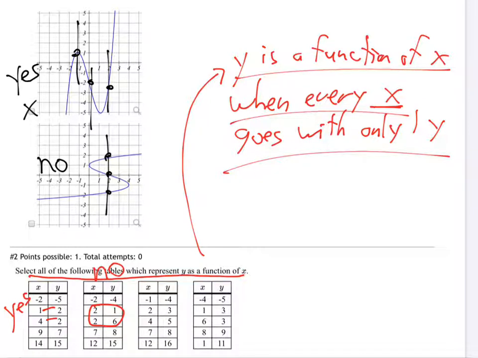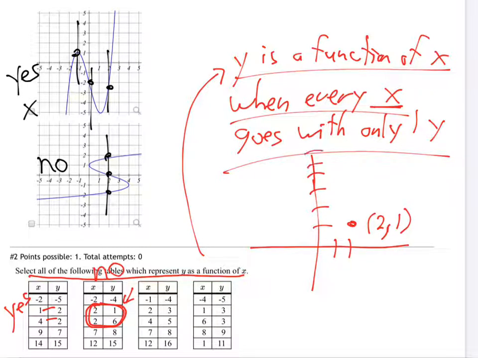But no on the second table, because we have the same x value, 2, going with two different y values. Do you see that? What would happen if I graphed that? Let's graph that real quick. I don't mean to graph the whole thing, but if I just graphed 2, 1, that'd be over 2, up 1. Remember how graphing works? The first number's over, the second number's up. And what would 2, 6 be? Well, same kind of thing. Over 2, up 6, like up here.